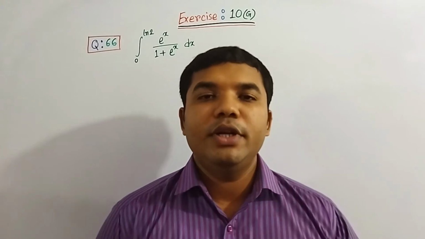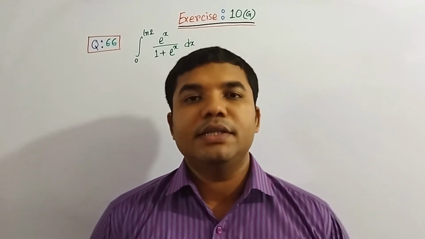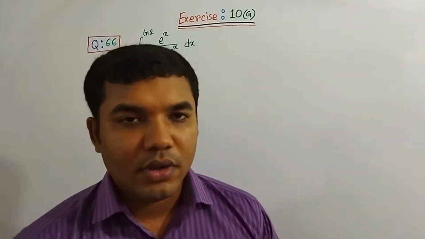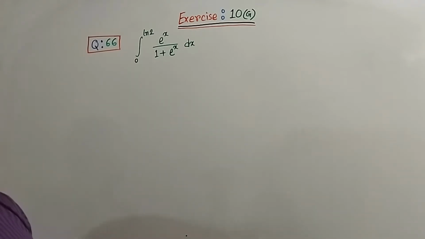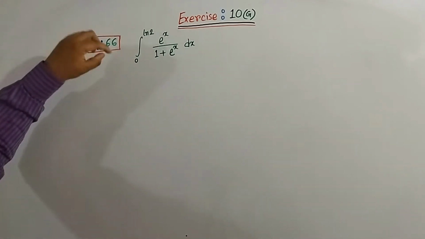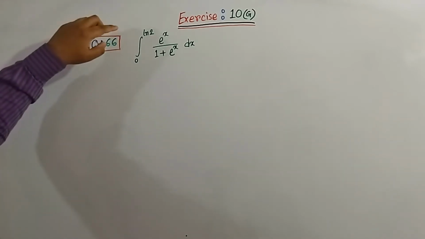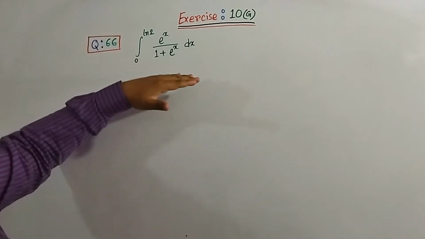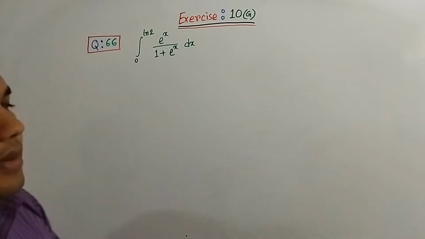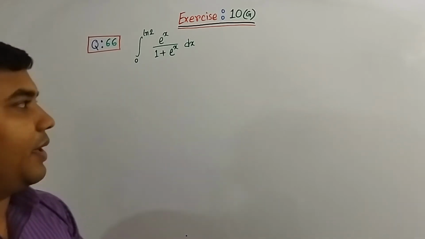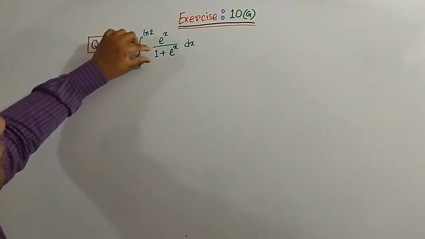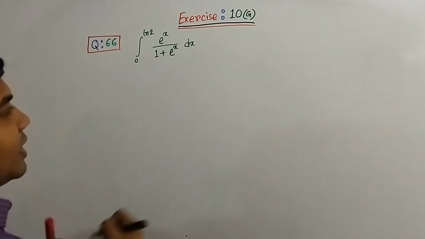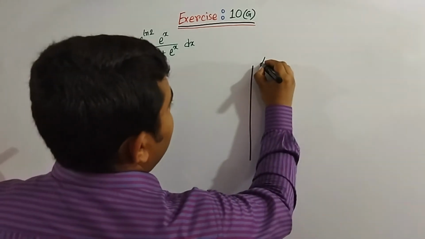So dear students, according to our lesson plan, today our discussion topic is exercise 10Z, and among some mathematical problems we'll solve first question number 66. Here it is given that the integration limit is 0 to ln 2, and the function is e to the power x divided by 1 plus e to the power x dx. To solve these types of problems we first have to do the letting part, because if we differentiate the denominator, then we get the numerator. That's why our first step is the assumption part.